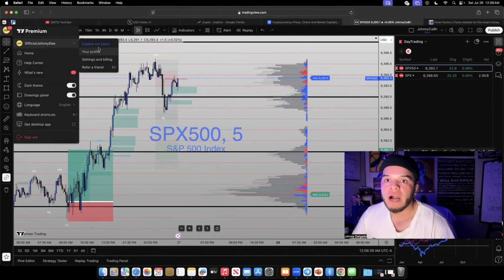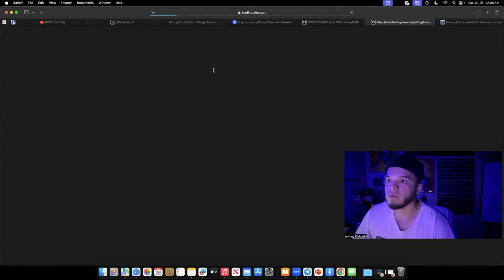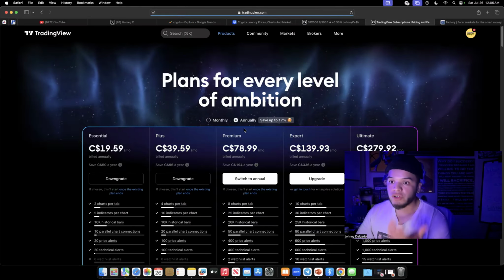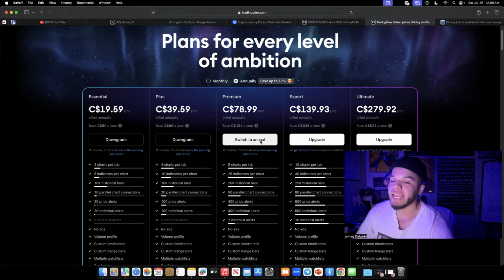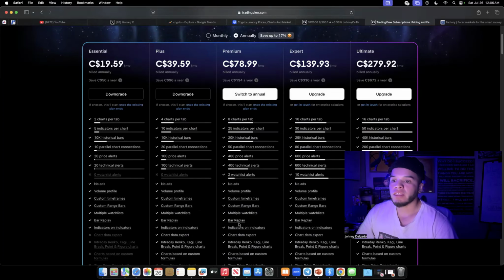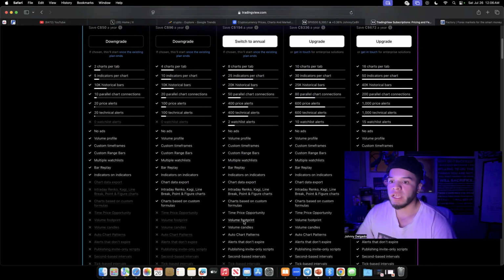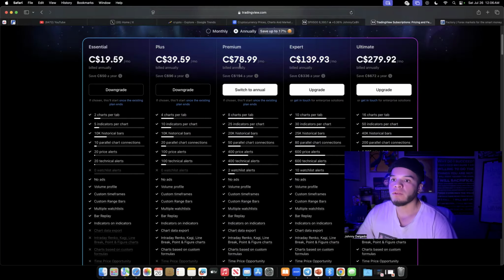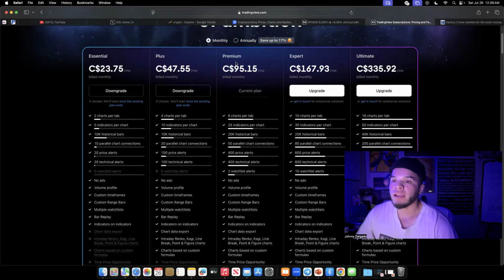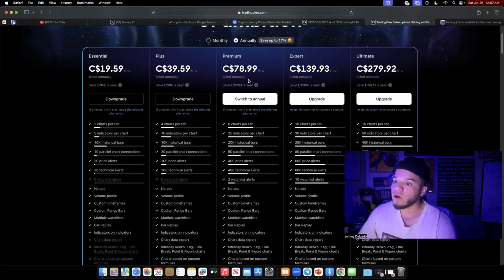Where I basically get my order flow data from is TradingView. Now you can pay annually, which is about $800 Canadian for the whole year. You get the most important one, which is order flow, right over here. Or you can do what I do, you can also pay monthly. I've done that before; I've swapped back and forth. You can go wherever you want, but you need the premium version.